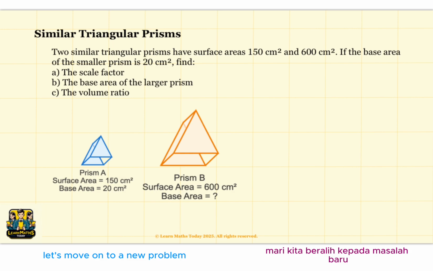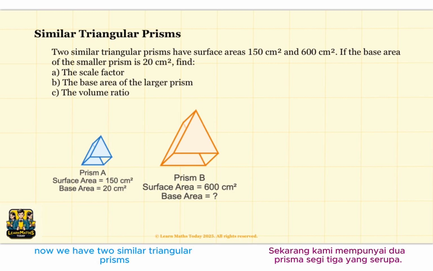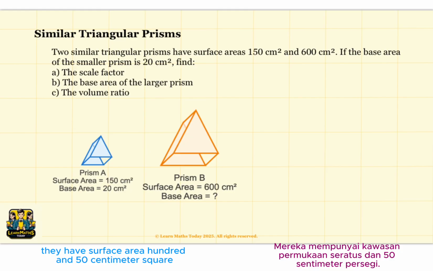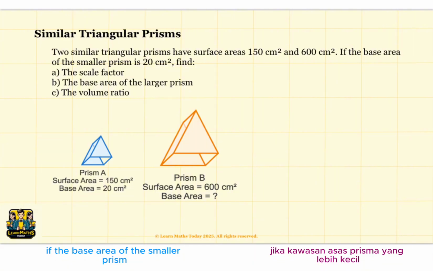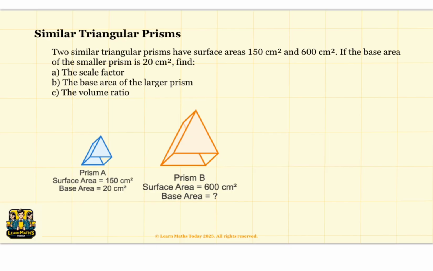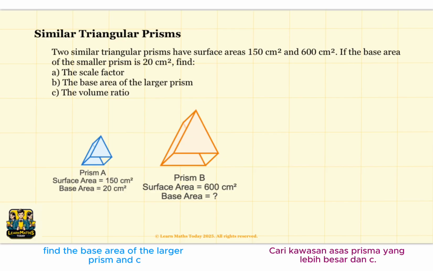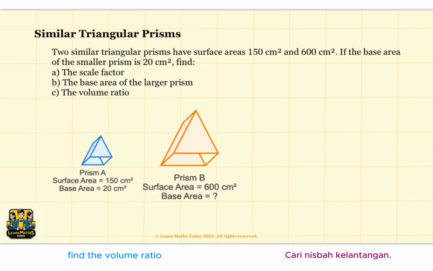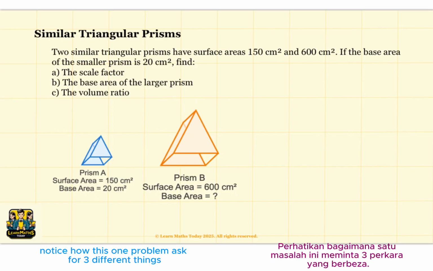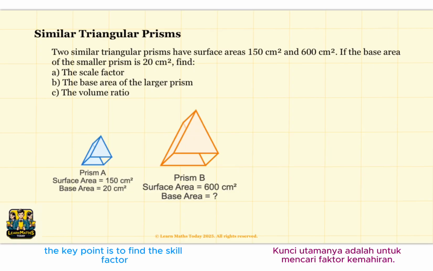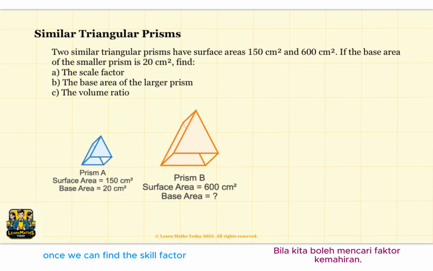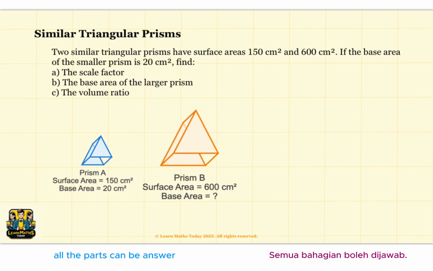Let's move on to a new problem. Now we have two similar triangular prisms. They have surface areas of 150 centimeters squared and 600 centimeters squared. If the base area of the smaller prism is 20 centimeters squared, A, find the scale factor. B, find the base area of the larger prism, and C, find the volume ratio. Notice how this one problem asks for three different things. But don't worry, the key point is to find the scale factor. Once we can find the scale factor, all the parts can be answered.